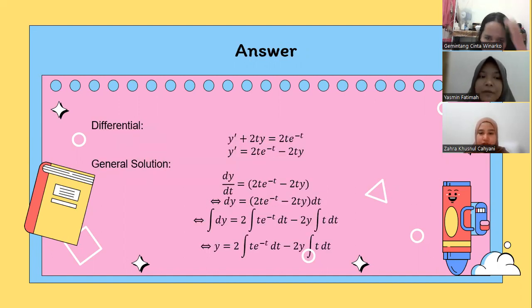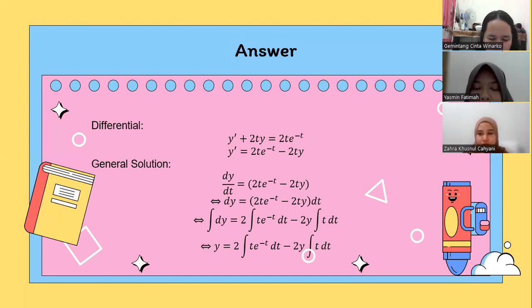So for the answer, first from the problem, we get that the differential equation is y prime equal to 2 times t times e power minus t minus 2ty. For the general solution, we find the general equation to draw the graph by integrating both sides. First, we have dy over dt is equal to 2t e power minus t minus 2ty. So we multiply both sides by dt. So we have dy is equal to 2t e power minus t minus 2ty dt. And we integrate both sides.